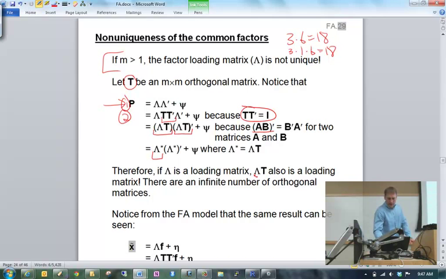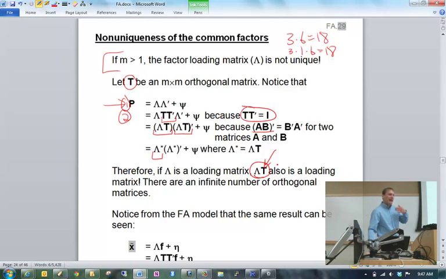Well, why is that a problem? Well, again, remember, we use these lambdas to help interpret what the common factors represent. So if I have a different factor loading matrix, that means I have a different interpretation of the common factors. Also, there are an infinite number of possible orthogonal matrices that one could put in there. So there are an infinite number of possible interpretations that you could have for your factor analysis model, as long as m is greater than 1.